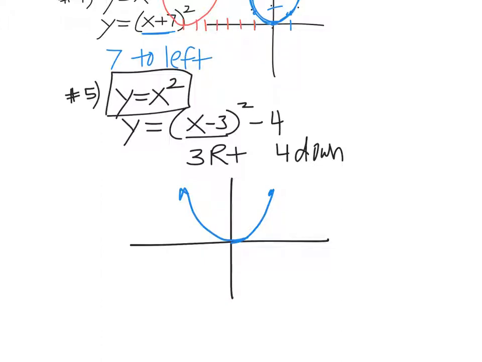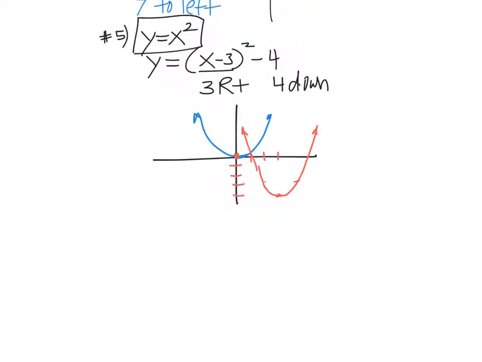So for this one, I'm going to go 3 to the right, so 1, 2, 3, 1, 2, 3, 4 down. So here's what I just did: I shifted this point to there. And then I take the other points along with me, which are just up 1 and over 1, and that would be my graph. Did you get that?